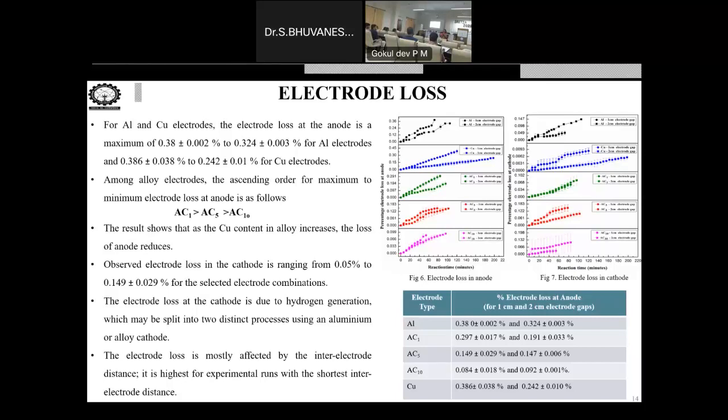Now his intention is to use the electrode for a long time. Okay, because it gets dissolution, the loss of electrode will take place. That he likes to minimize. So he wants to confirm that electrode loss will be more in case of AC1 compared to AC10. AC10 will be having less electrode losses.